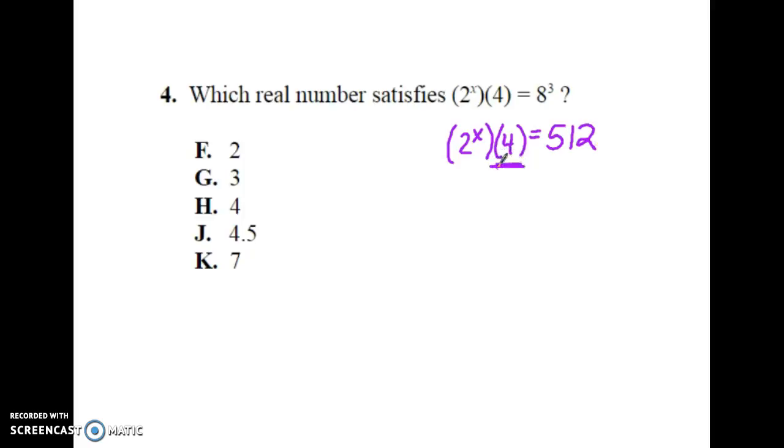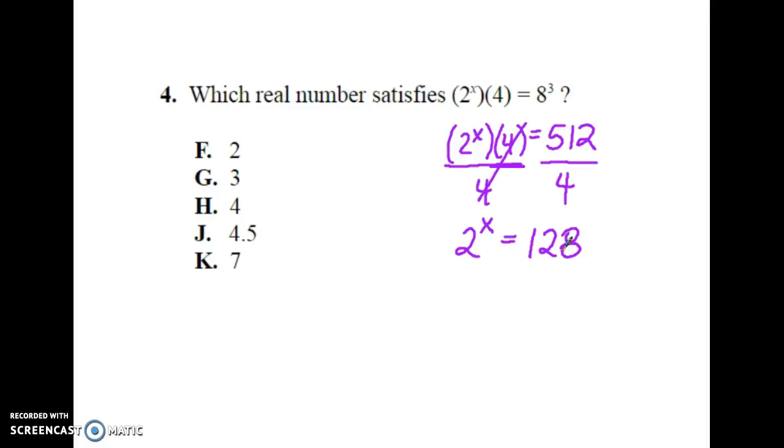I need to move the 4 to the other side of the equation, and I can do that by division. The 4 is multiplying the 2 to the x power, so I'm going to divide both sides of my equation by 4. So that'll leave me with 2 to the x power equals 128. And honestly, from there, if you wanted to, you could guess and test using your answers, and you could have done that earlier in the problem as well.